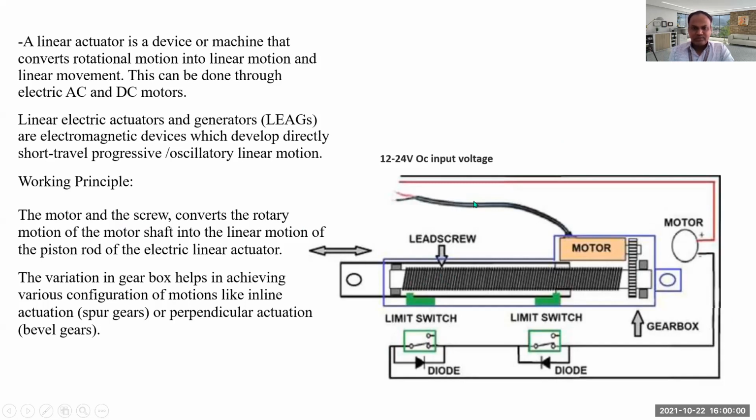The motor will have a 12 to 24 volt input voltage. The motor and the screw convert the rotary motion of the motor shaft into linear motion of the piston rod of the electric linear actuator. Whatever rotation the motor has is converted with the help of this gearing system into linear output. Variation in the gearbox helps in achieving various configurations of motion, like inline actuation and perpendicular actuation.